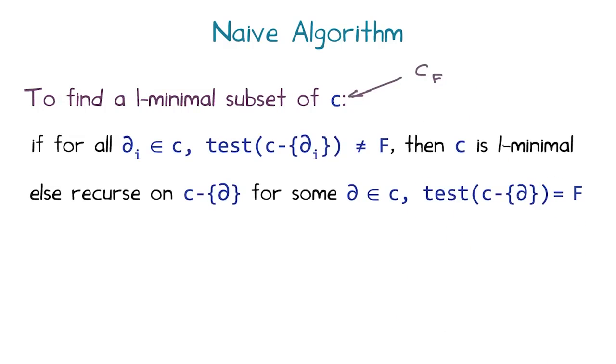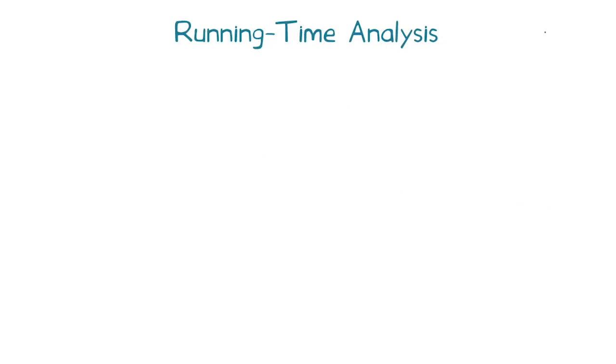One straightforward approach that might occur to us is to do the following. Iterate through each change delta i in C, testing whether the set C minus delta i fails or not. If we find a change delta such that C without delta still induces the failure, then we can call the algorithm recursively on C prime equals C minus delta. On the other hand, if every change's removal causes the test to stop failing, then C is one minimal, and so we return C. How well does this naive approach work?